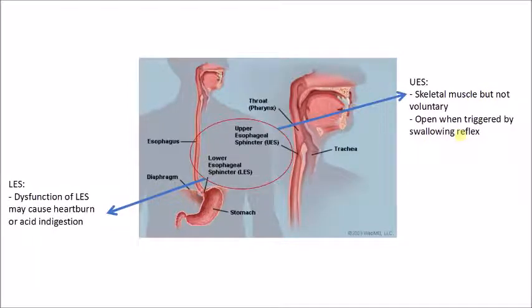That means when we swallow, the UES will open and allow the food to pass through. For the LES, dysfunction may cause heartburn, which is some pain in the chest, or acid indigestion due to the reflux of acid from the stomach.